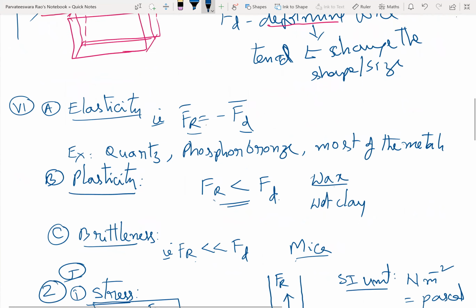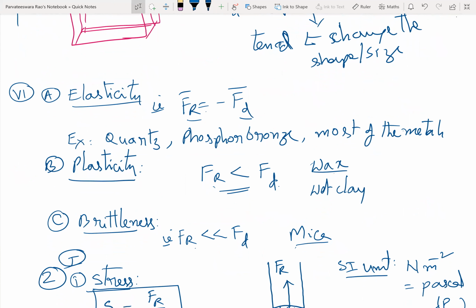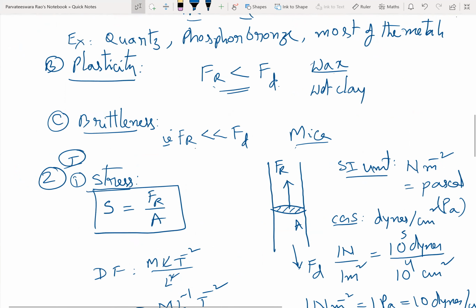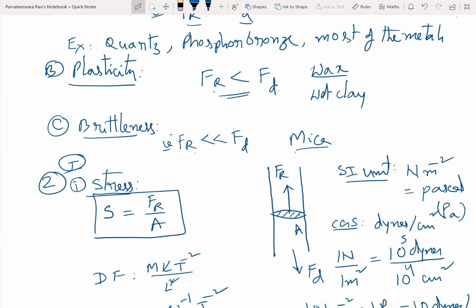We defined elasticity, then plasticity, brittleness. Elasticity, bodies will regain their shape and size after the external forces are withdrawn. Plasticity, the body remains in new dimensions even after withdrawing the external deforming forces. And brittleness, the body simply breaks without exhibiting either plasticity or elasticity. So that is called brittleness.